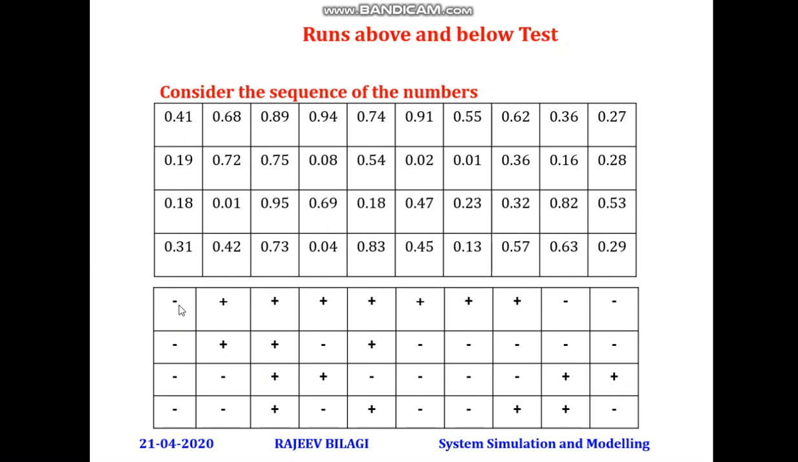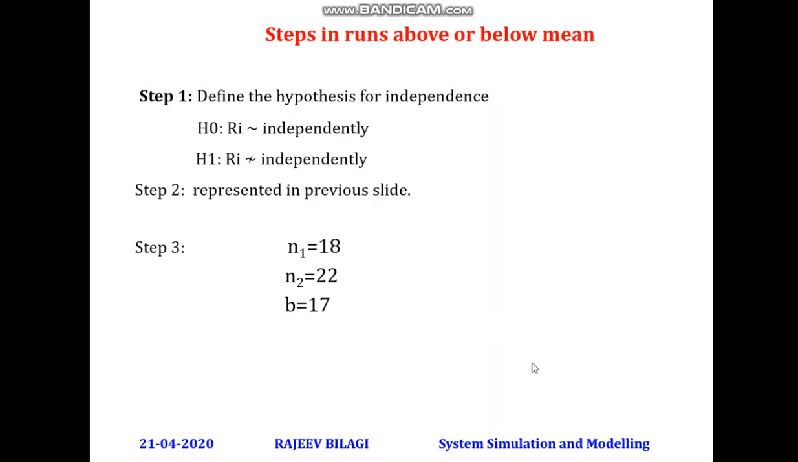Now you find out the number of runs. This is the first run, so all put together is the second run. So this is the third run, fourth run, fifth run, sixth run, like this, seventh run, eighth, ninth, 10th, 11, 12, 13, 14, 15, and this to 16 and 17. So now that's what I have identified here. Step 1 is to define the hypothesis. Step 2 I have represented in the previous slide, that is you represent all with plus and minus signs. And step 3 you calculate the values of n1, n2 and b.